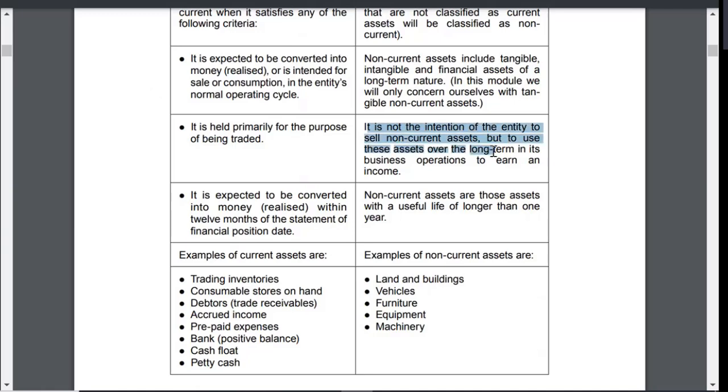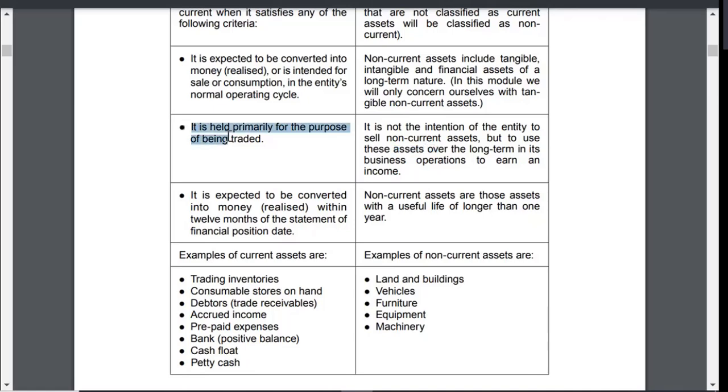So this is also the example of the ladder. In this one, a non-current asset, the ladder and the toolbox. The ladder and the toolbox are examples of your non-current assets, because it is not the intention of the entity to sell these, but to use these assets over a long term in its business operations to earn income. So your ladder in the examples that we did, and your toolbox, those are examples of your non-current assets.